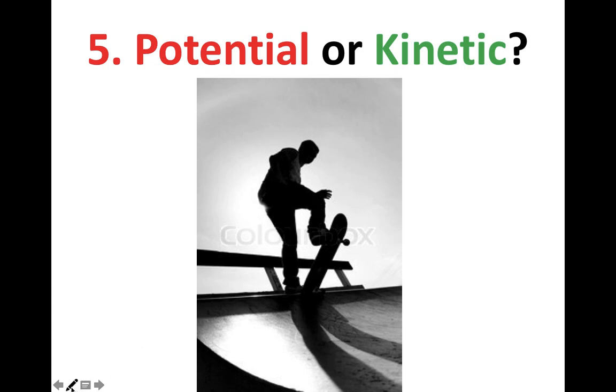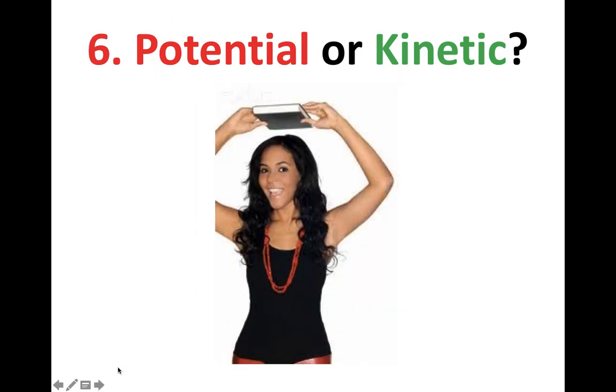A person standing still at the top of a ramp, that's an example of potential energy because they're not moving, but they could start moving. A book held above the ground, it's not moving yet, but if you let it go, it can fall. So it has potential energy.